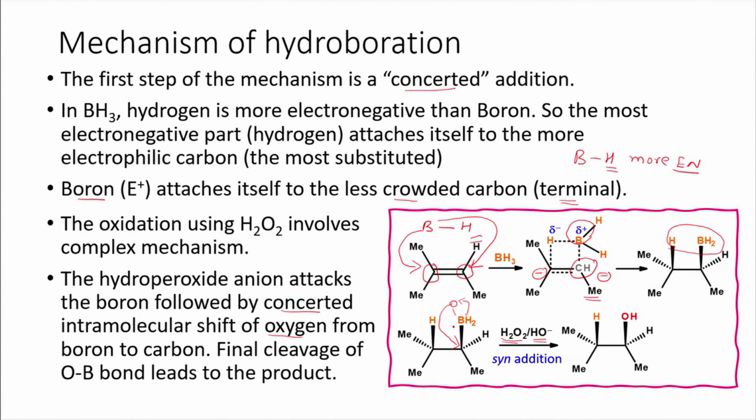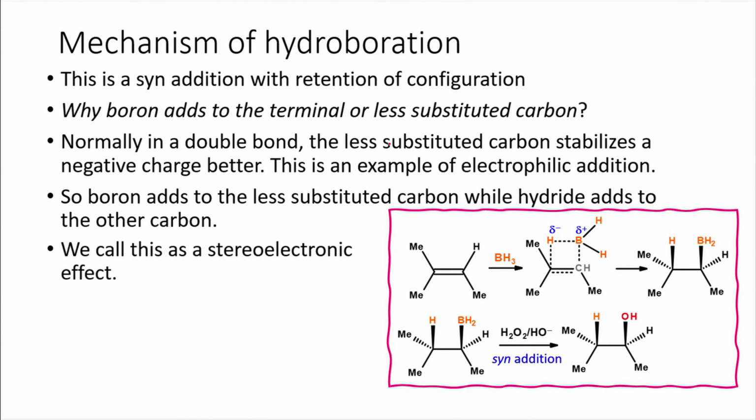So, there is an internal concerted intramolecular shift, and this leads to oxygen getting attached to the carbon atom, and the final cleavage of the oxygen-boron bond. Once it is cleaved, hydrogen adds to this side and OH adds to this side. That is the reason we finally end up with boric acid as our final product. If we continue to look at the mechanism, this is a syn addition as we mentioned. That means this is happening with retention of configuration.